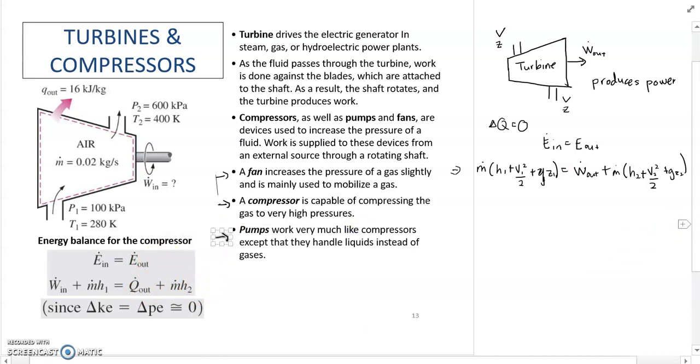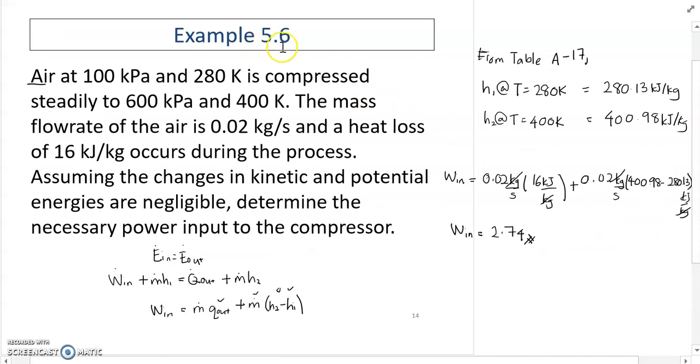Alright, so now let's look at some examples. This example is for compressors. Air at 100 kPa and 280 K is compressed steadily to 600 kPa and 400 K. The mass flow rate of air is 0.02 kg/s and the Q out is 16 kJ per kg. Assuming there's no change in kinetic energy and potential energy, you need to determine the necessary power input of the compressor.